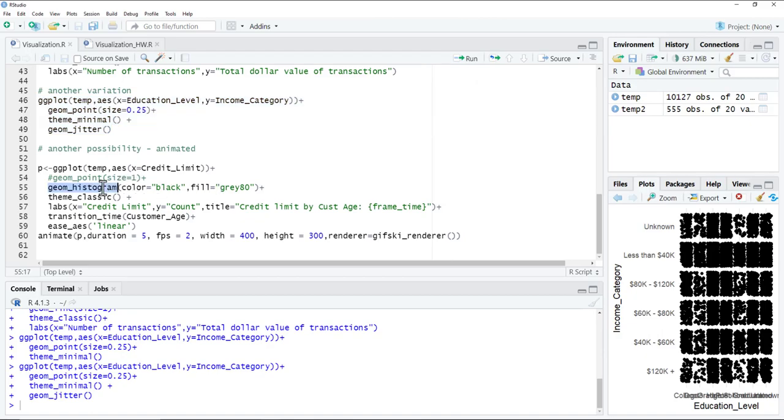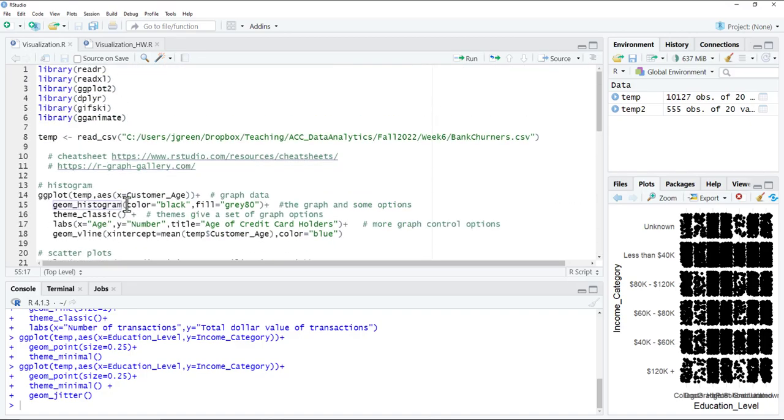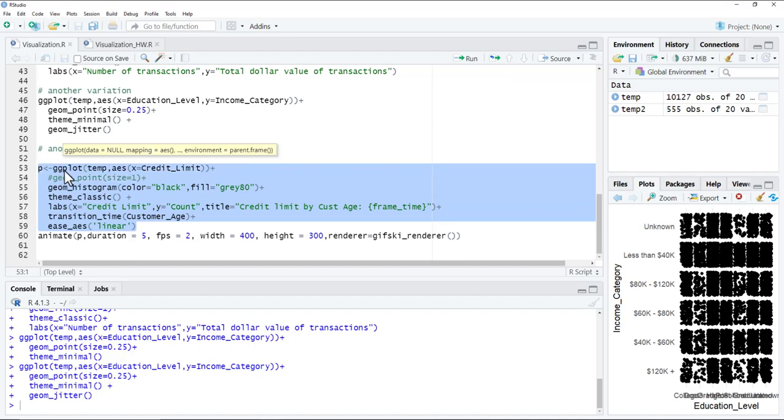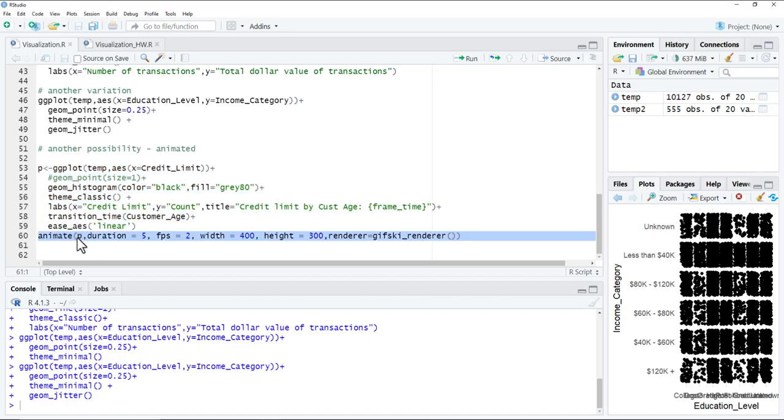So I'm going to do a histogram here. We're going to use two new packages here, gifski and gganimate. gganimate is in this part here. It's just part of ggplot. It extends it into doing animated plots. And so I'll show you where that changes, and then gifski sets it up so you can see it in a GIF format.